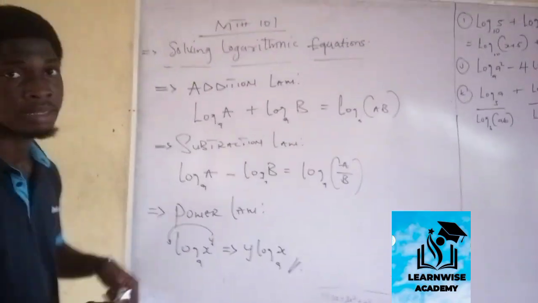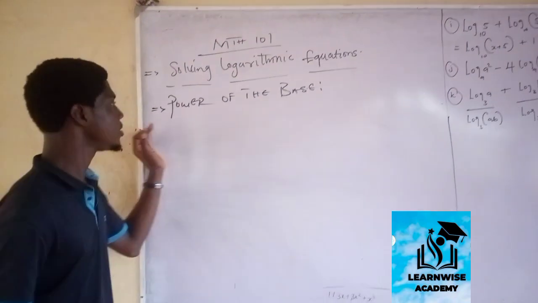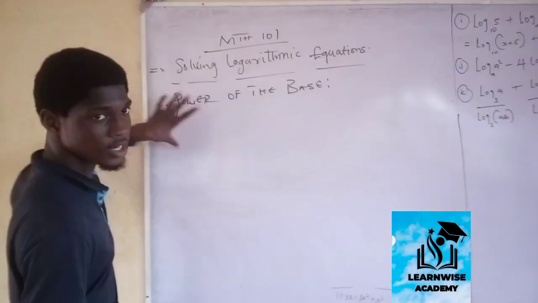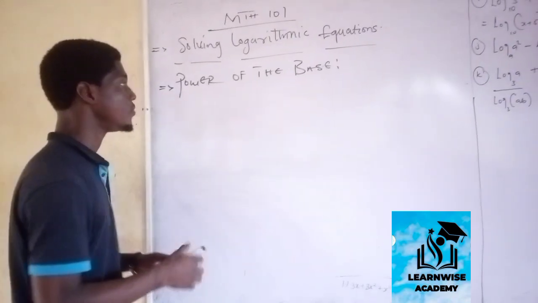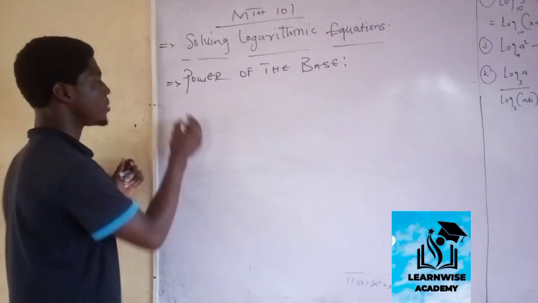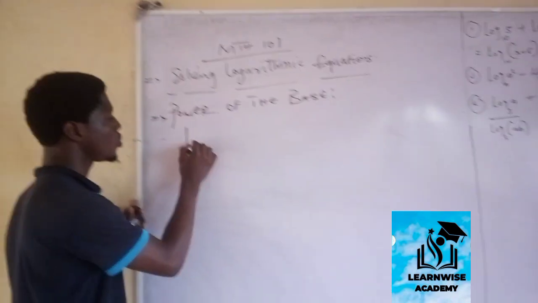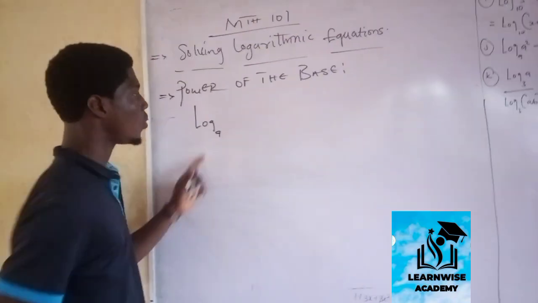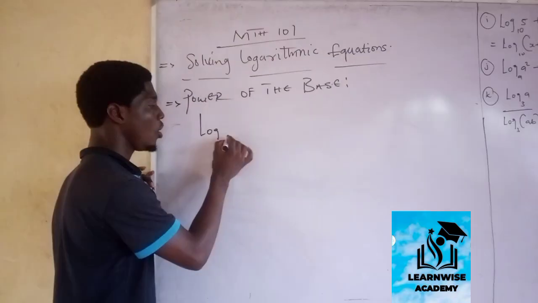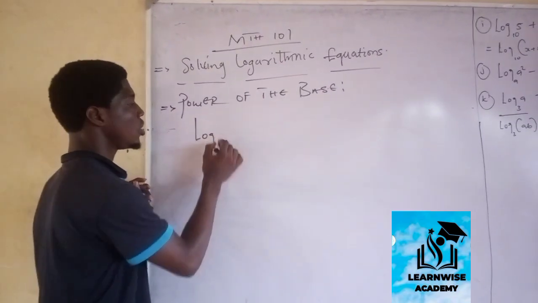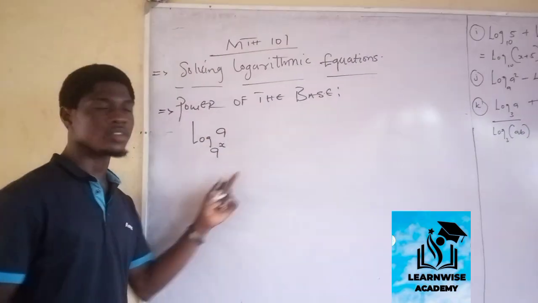So let me just clean up. Alright, move over to the fourth one. Fourth one says power of the base. Now, how do we resolve the power of the base? We simply have log base A of, that's when the base is having a power. Let us say we have log base A^x of A.